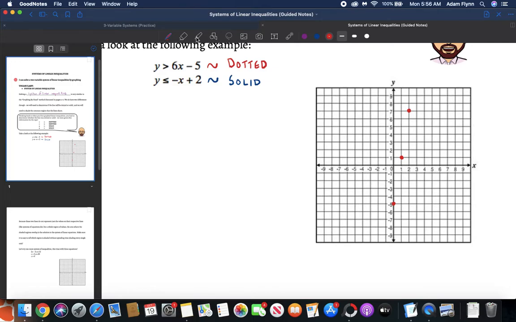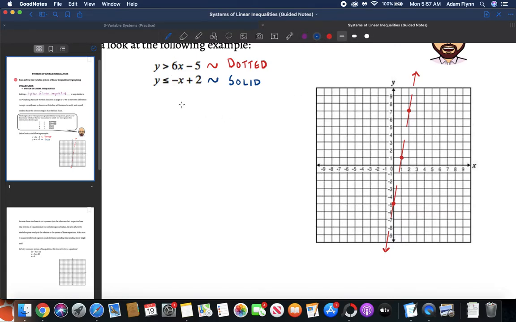Now I can connect those dots with a big old line. I'll extend it in both directions, and I'll add some arrows, because it extends infinitely in both directions. And it's a dotted line, so what I need to do is put a couple marks in here to show that it's dotted. Perfect.